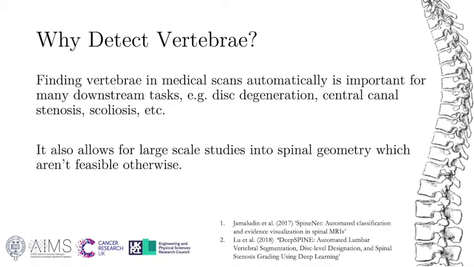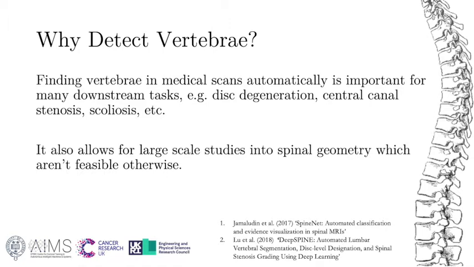Before talking about our method, I'd like to motivate why detecting vertebrae in clinical scans is important. Firstly, finding vertebrae in medical scans automatically has been shown to be an important pre-processing step for the automated diagnosis of several spinal diseases. Systems for several diseases such as disc degeneration, central canal stenosis, and scoliosis have had as a pre-processing step vertebral detection stages, and several of these are cited below.